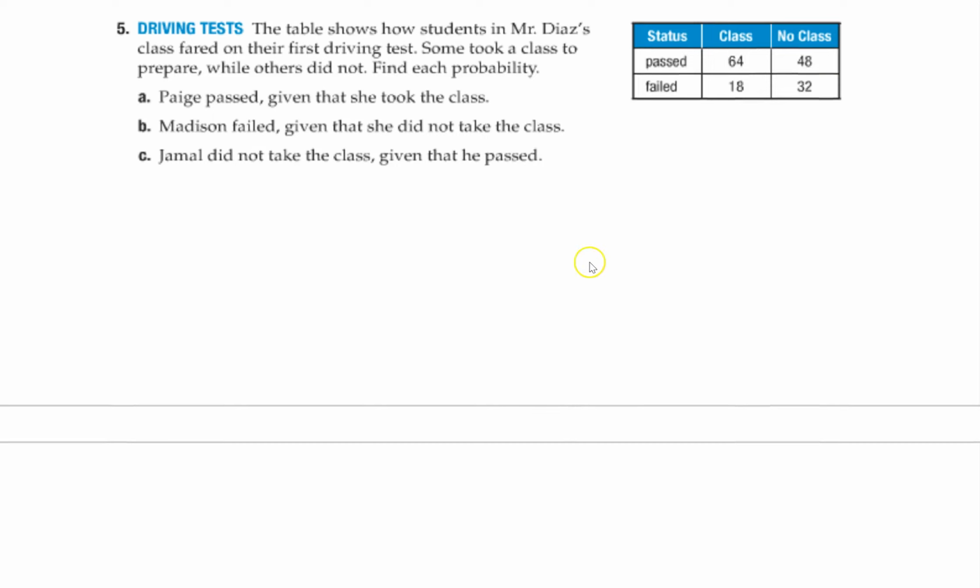So another example: driving tests. The table shows how students in Mr. Diaz's class fared on the first driving test. Some took a class to prepare, others did not. Find each probability. So again, first thing to do with this, we want to find our totals.